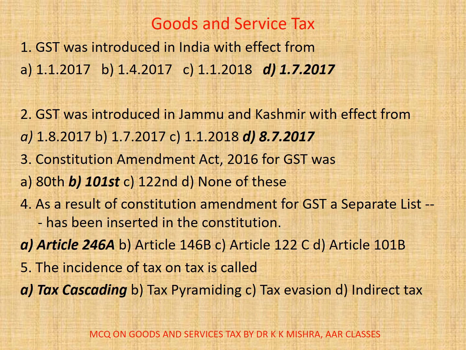5. The incidence of tax on tax is called: A. Tax cascading, B. Tax pyramiding, C. Tax evasion, D. Indirect tax. Correct option is A, tax cascading.